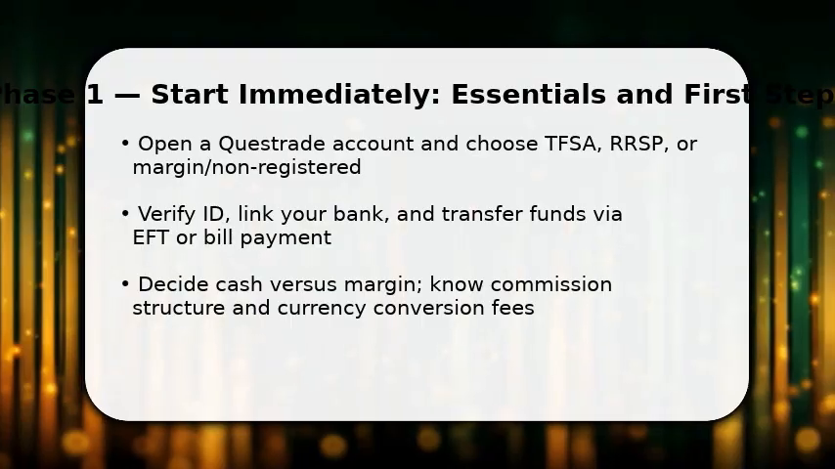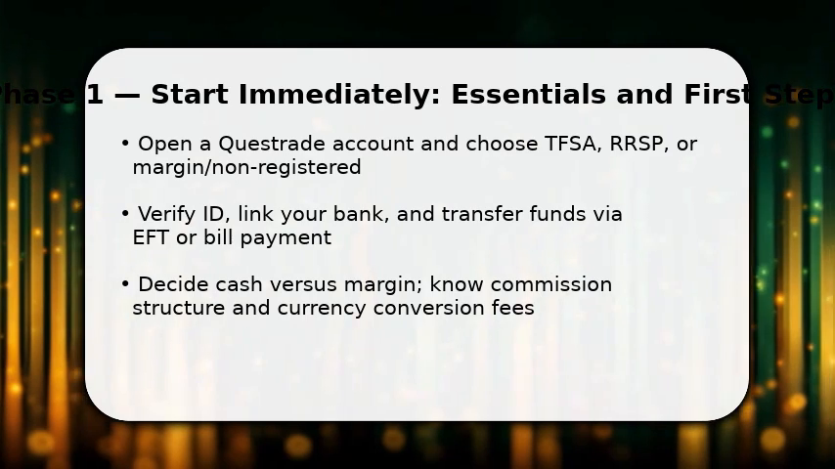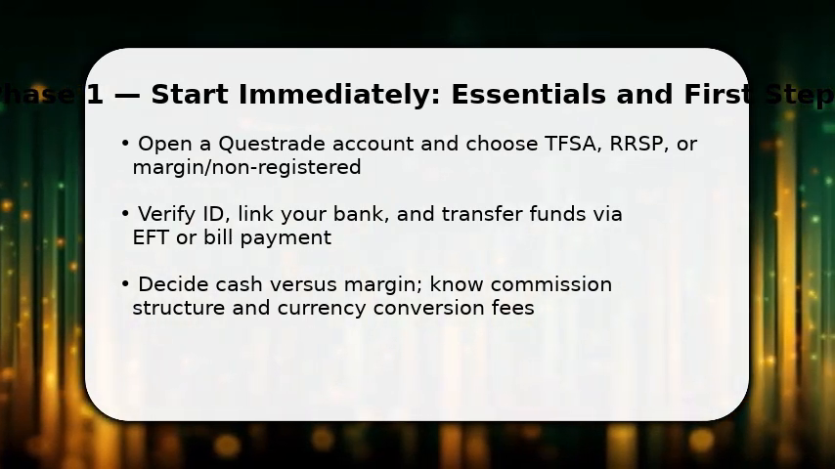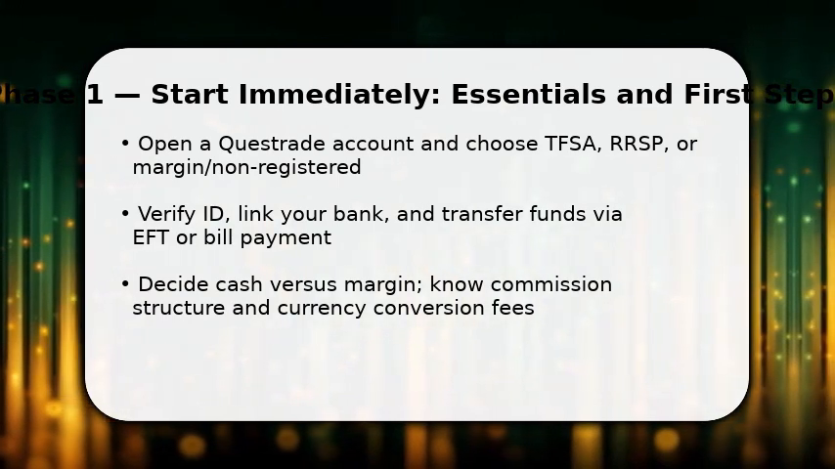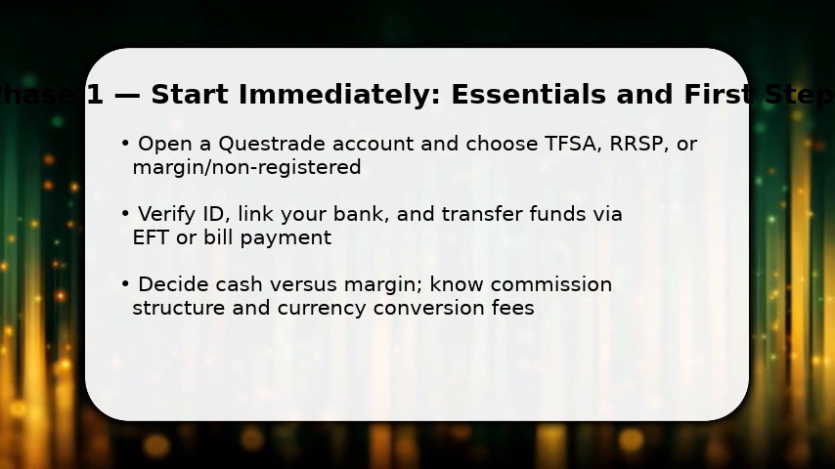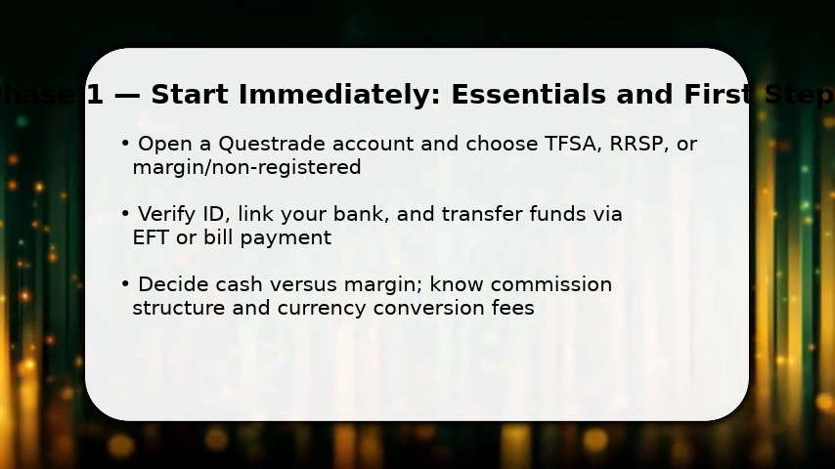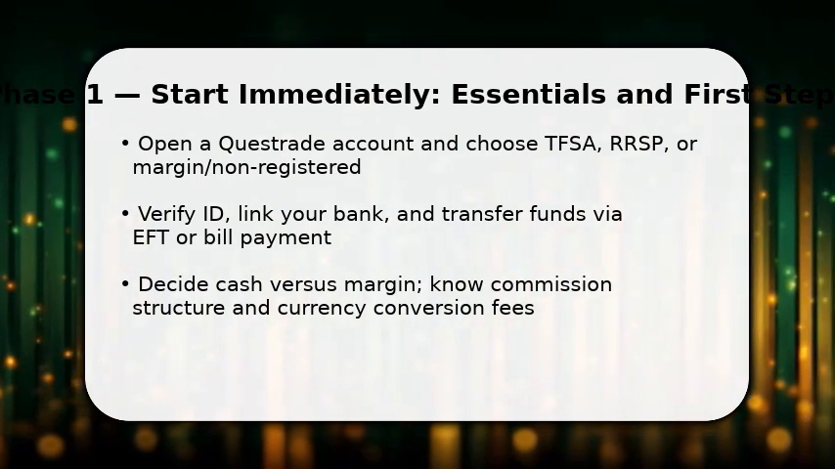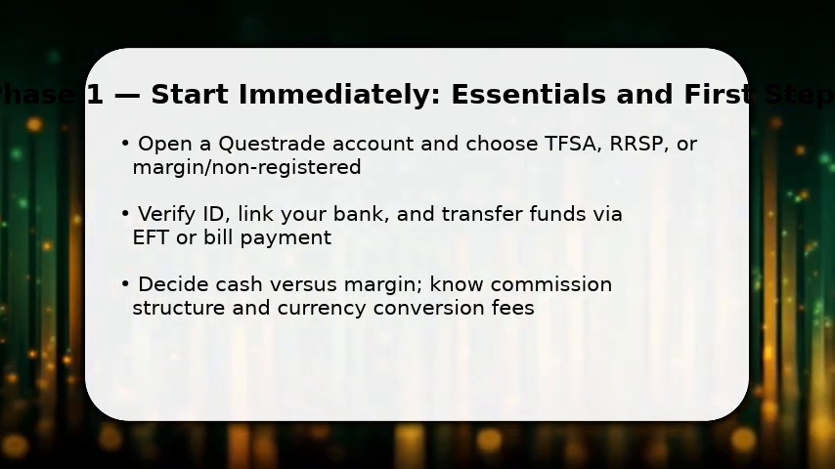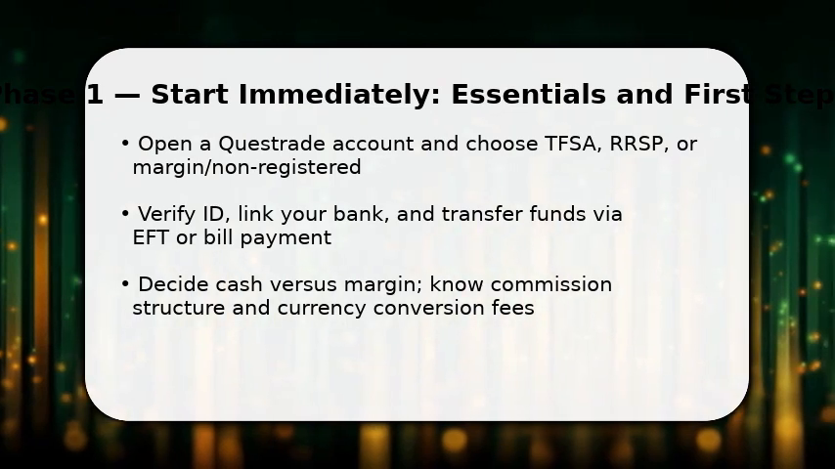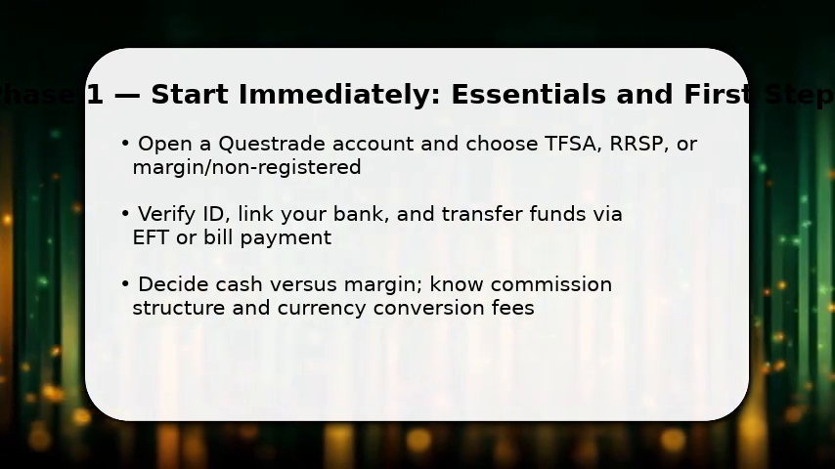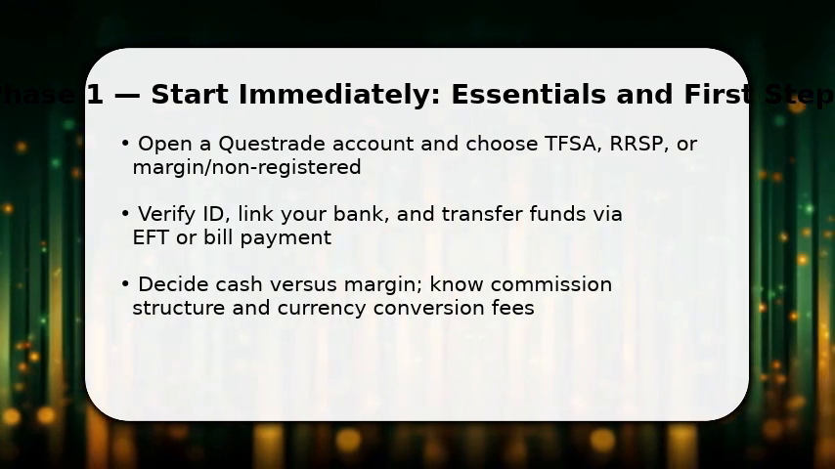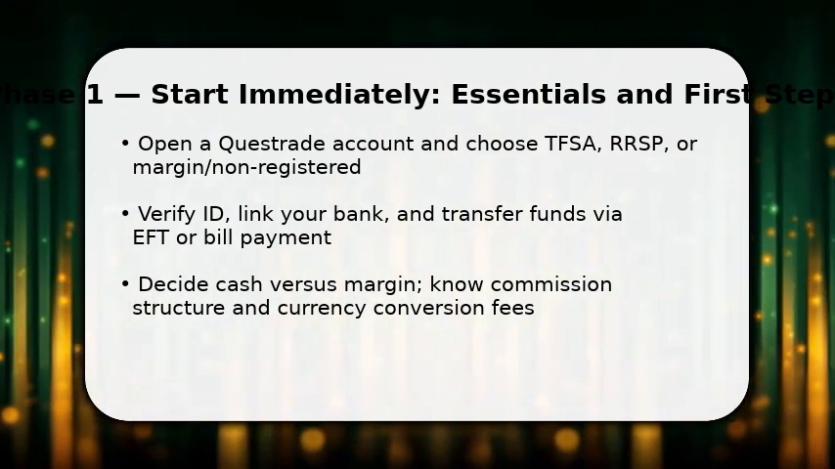You're starting the buying process now. Open Questrade, pick the right account type for tax treatment, and verify your identity. Once approved, link your bank and send funds by EFT or bill payment so money settles. Make sure to decide between cash and margin trading, because that affects buying power and risks. Also check Questrade's commission and currency conversion details before you place an order. This reduces surprises and keeps your cost per trade predictable as you move on to picking the index exposure.